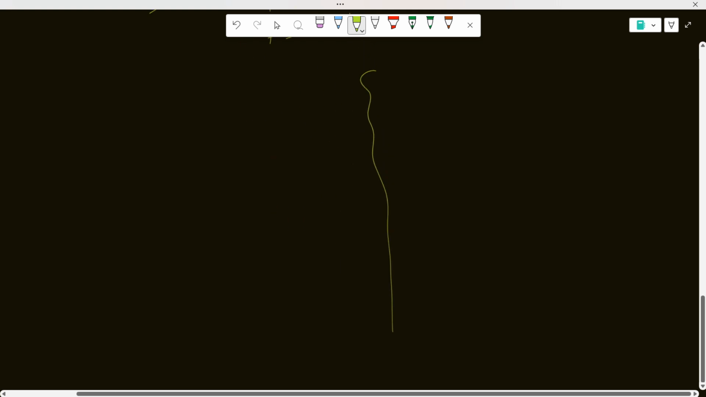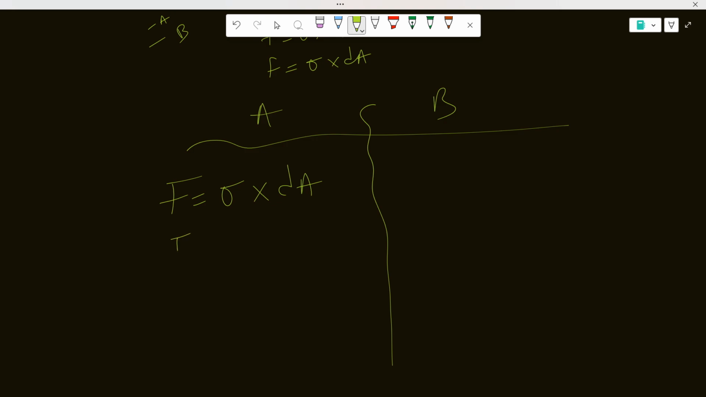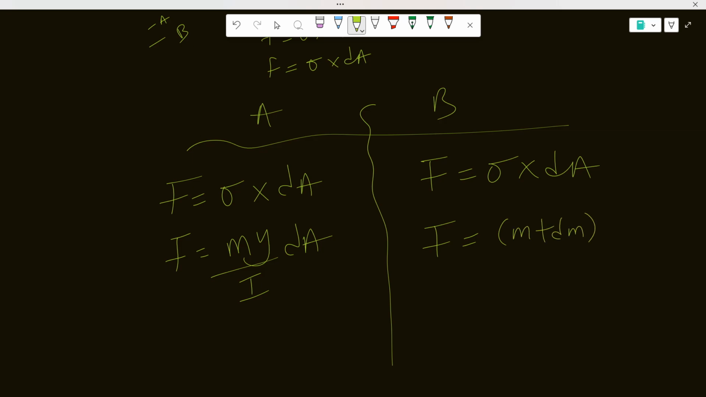I'll be having phase A and phase B. Yes, phase A and phase B. So I remember force is equal to this times dA. So in my phase A, my force will be equal to, since sigma was My over I, so My over I dA, while for this, the same times dA. So F is equal to M plus dM, a variation of the moment, y dA.